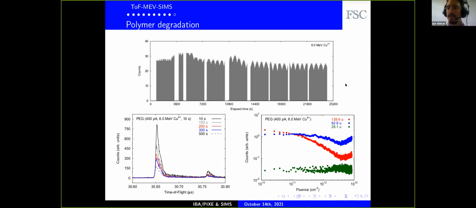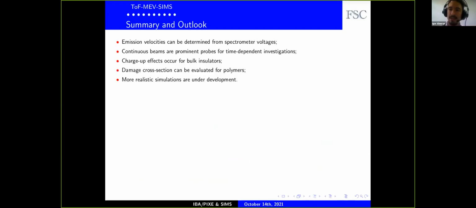I will go to my summary, and I hope I have shown you that yes, we can perform SIMS with continuous beams. The advantage of performing this is that when you do ERDA or even Rutherford backscattering analysis, you need a longer exposure. You need a very high fluence in principle compared to what you need to do mass spectrometry. So it's interesting to see this degradation. You can even see how the samples change during the experiments.